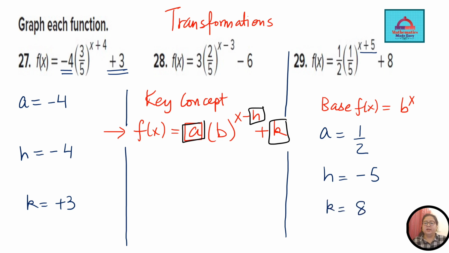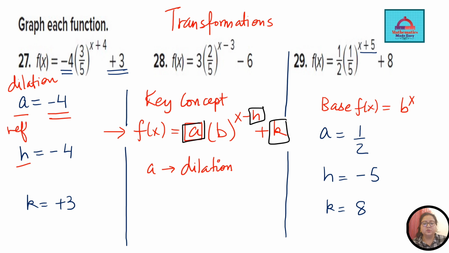Now what are these a, h and k? I hope you remember that a is referring to dilation, and the value of a decides whether you are going to stretch the graph or compress the graph. Also, if you have a negative sign like this one, then the negative sign tells you that we are also going to have reflection about the x-axis.